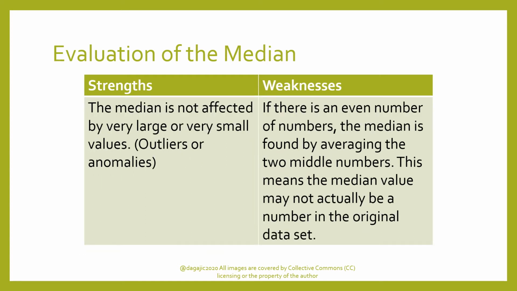When it comes to the median, it's useful because it's not affected by very large or very small values. So outliers and anomalies are not a problem. The problem with the median is if you've got a very large data set, it can be quite time consuming to sort them into order. But also if you've got an even number, by averaging the two middle numbers, the median value might not actually be a number in the original data set.